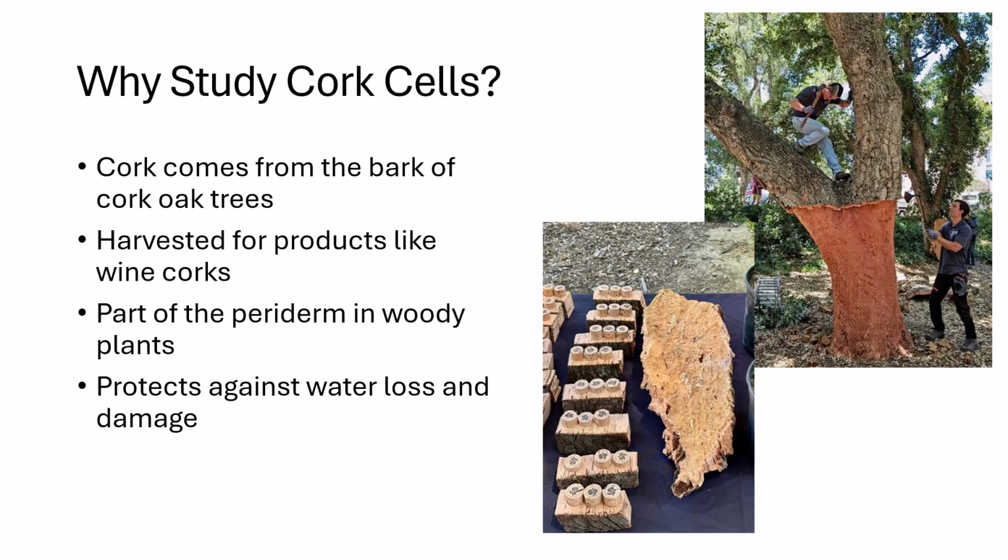It also explains why cork is lightweight, compressible, and impermeable, properties that make it ideal for sealing wine bottles. As you examine the cork cells under the microscope, think about how their thick walls, empty interiors, and tight packing reflect their protective role in both the living tree and the cork products we use.